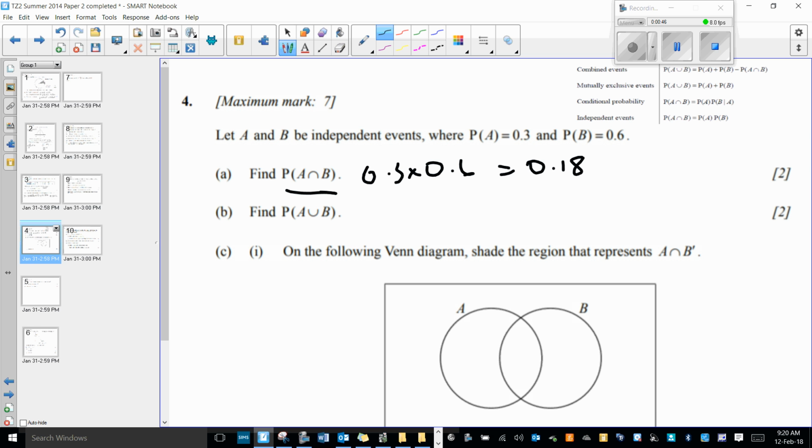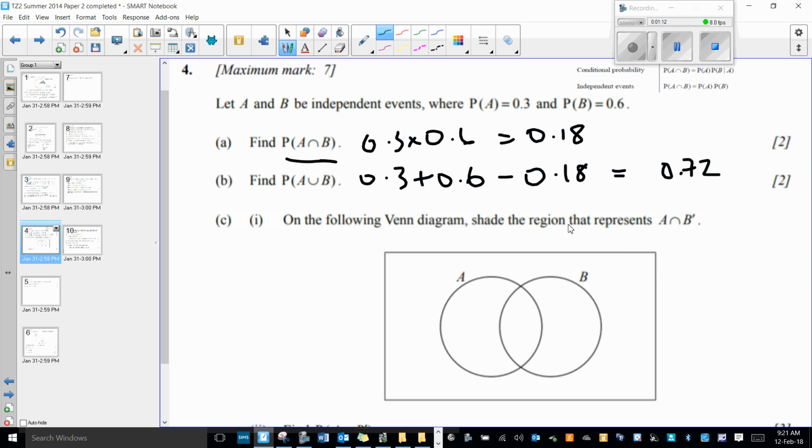Find the union. Okay, so we would use this formula up here. So it would be 0.3 plus 0.6 minus 0.18. So 0.9, take away 0.18 is 0.72. Obviously use your calculator if you want to just ensure you don't make a mistake.